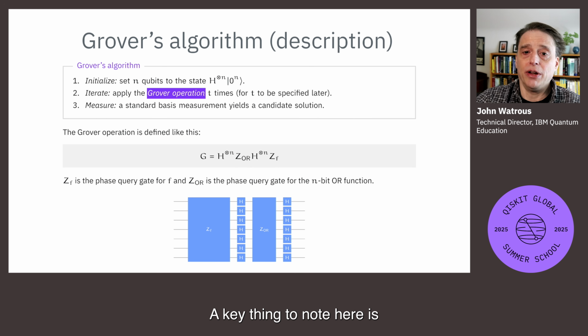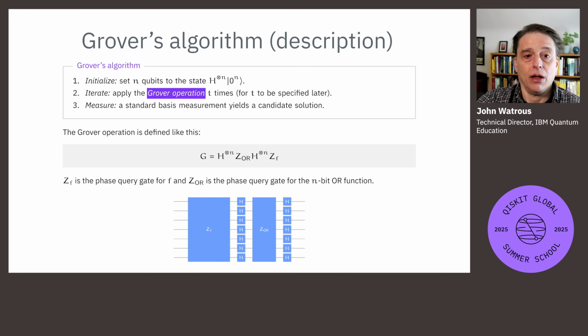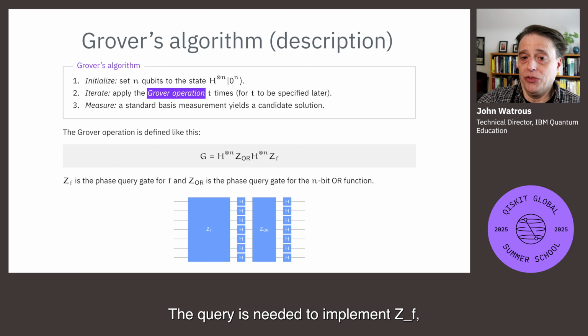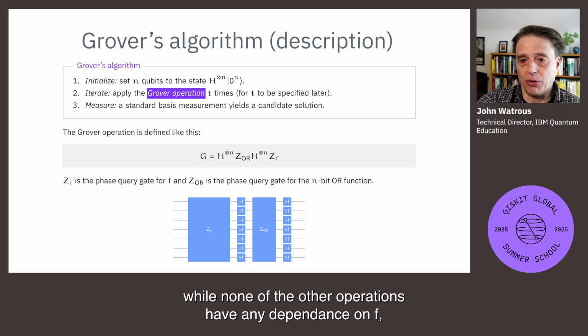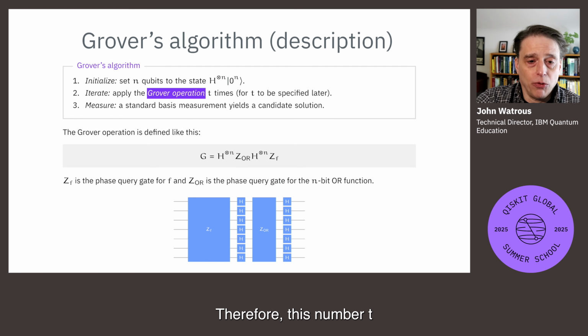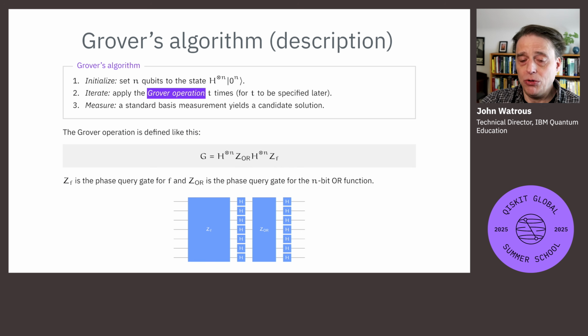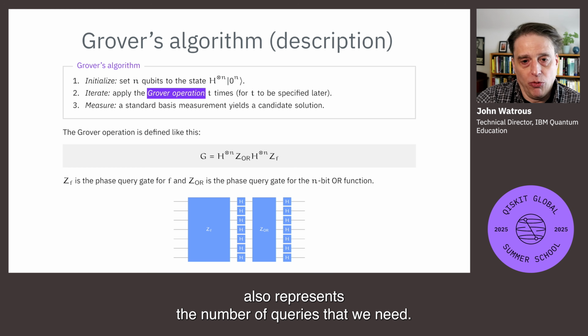A key thing to note here is that we need one query to f to implement G. The query is needed to implement ZF. Well, none of the other operations have any dependence on f, so they don't require any queries. Therefore, this number t that represents the number of times we apply G in step 2 also represents the number of queries that we need.